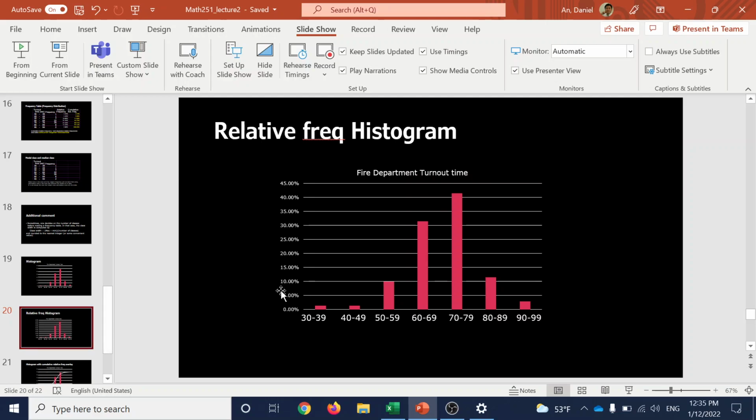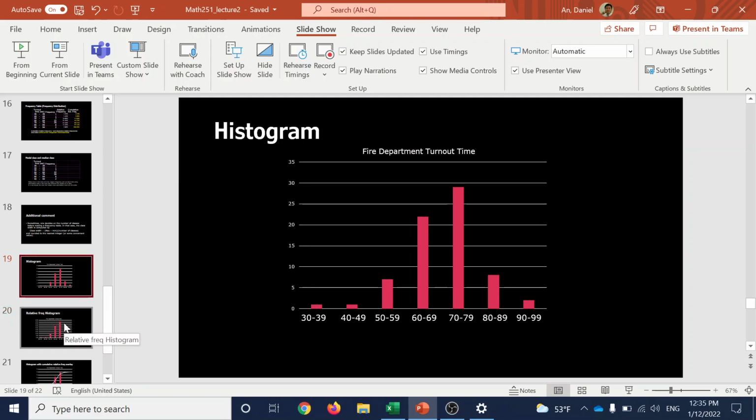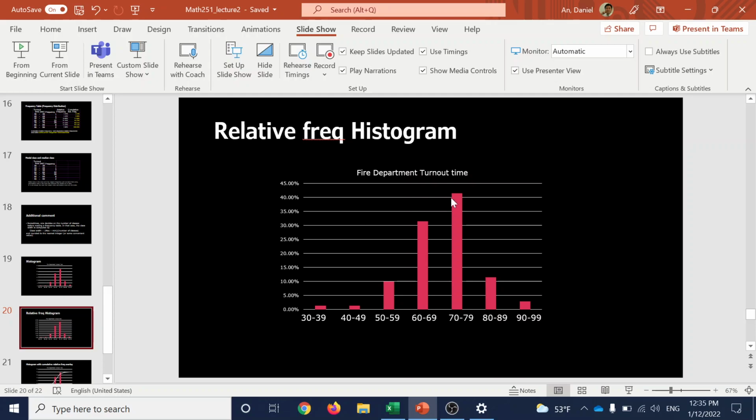The difference is it's the same graph as before, but instead of recording the frequency, like the 70 through 79 has 22 occurrences, or was it 20 something occurrences? I forgot. But instead of that, you put percentages. So here you can see that about 42% of the fire incidents, you had the turnout time between 70 through 79. So that's sometimes more informative. You can write a relative frequency histogram like that.